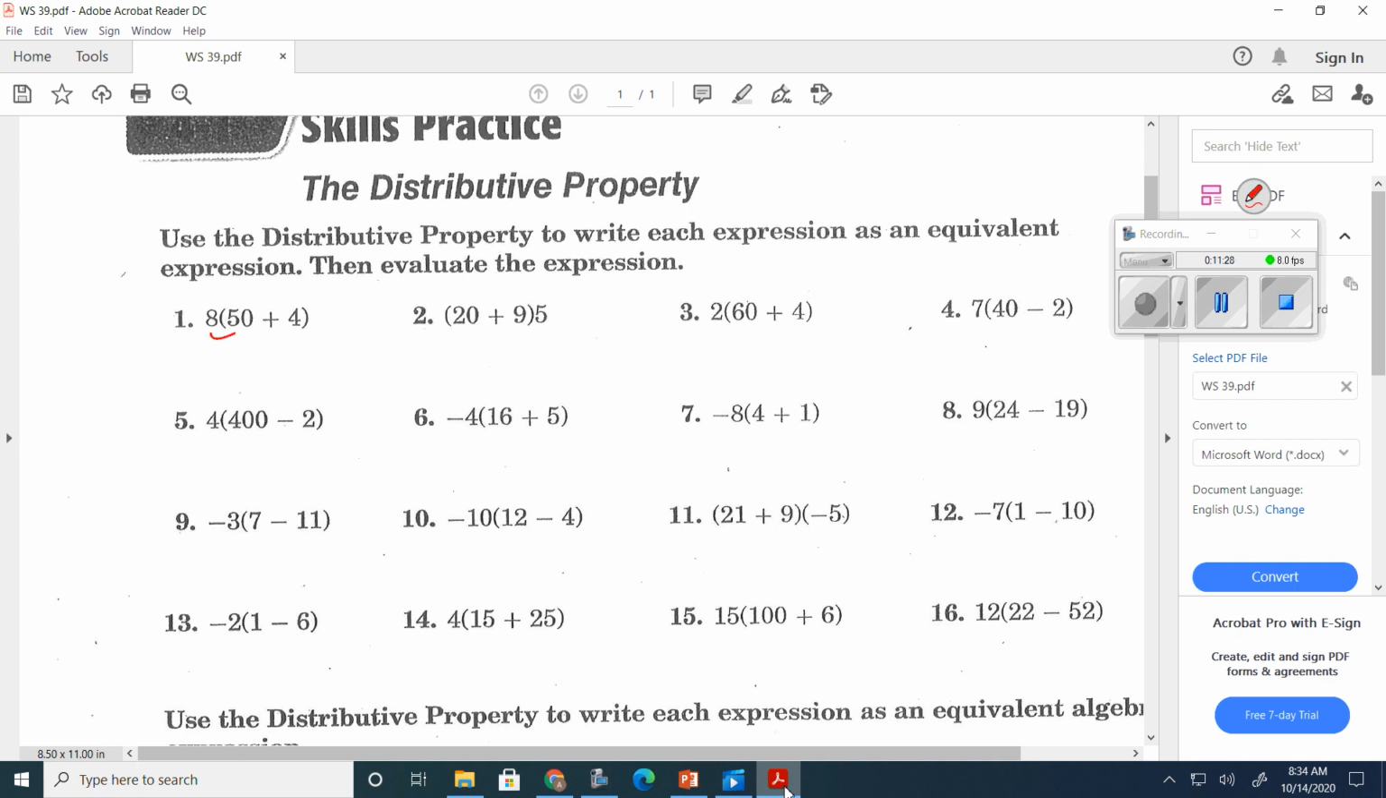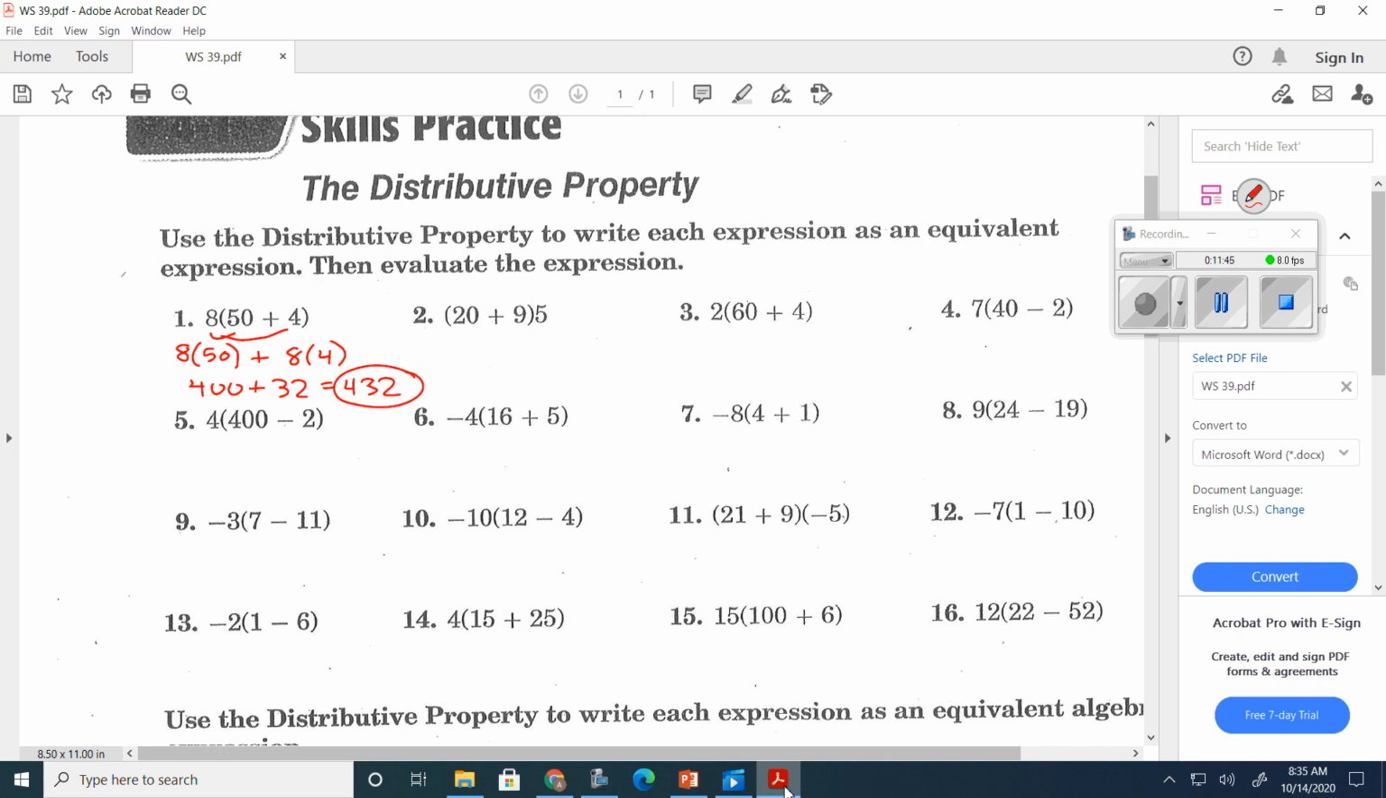8 times 50, so I'm going to show that I'm going to multiply 8 times 50 plus 8 times 4, and then I can simply do the math, and that would be 400 plus 32 equals 432. So here's how you show your work.